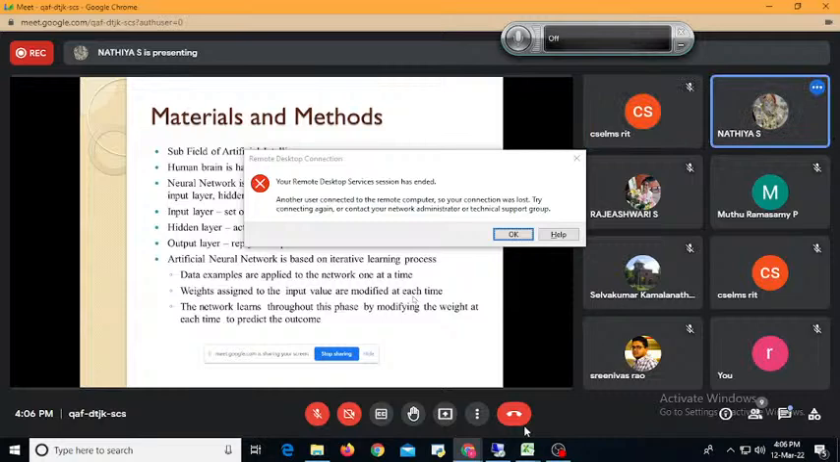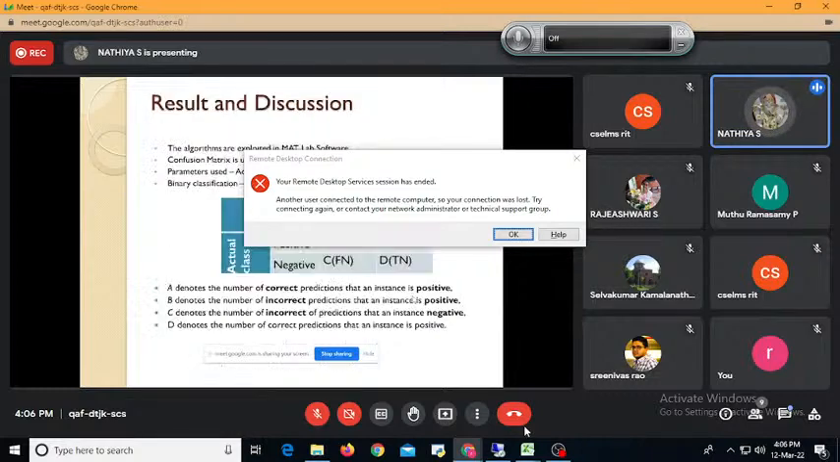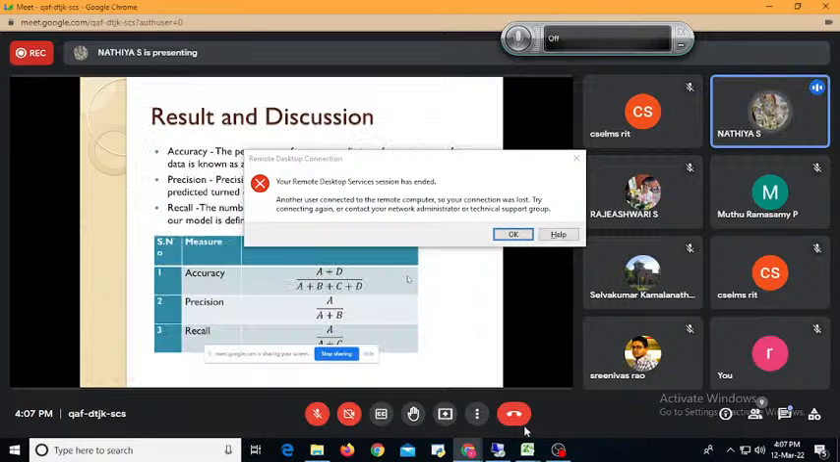Yes, ma'am. The next algorithm I have used is the artificial neural network. That algorithm will also classify the data into benign and malignant. For the performance measure, I have used the confusion matrix, which has four different values: true positive, false positive, false negative, and true negative. Here I have used three different parameters to calculate the efficiency: accuracy, precision, and recall.